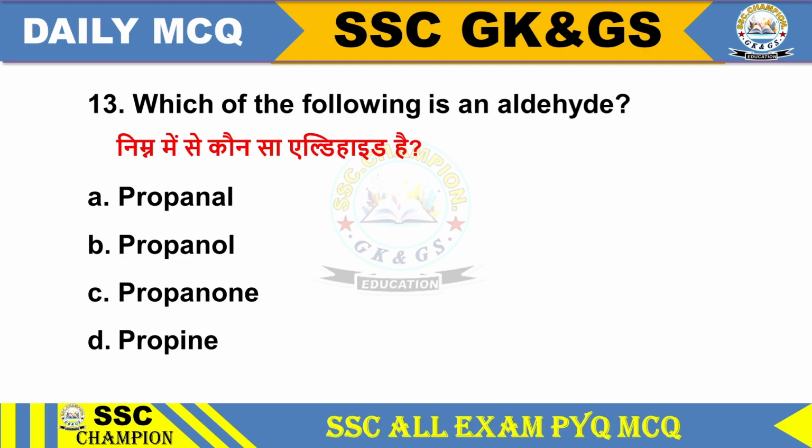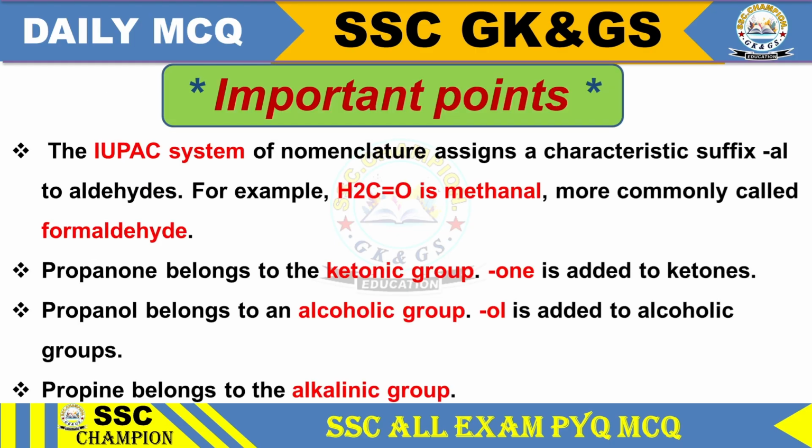Question 13. Which of the following is an aldehyde? Option A: propanal, option B: propanol, option C: propane, option D: propyne. Right answer: propanal. Important points.